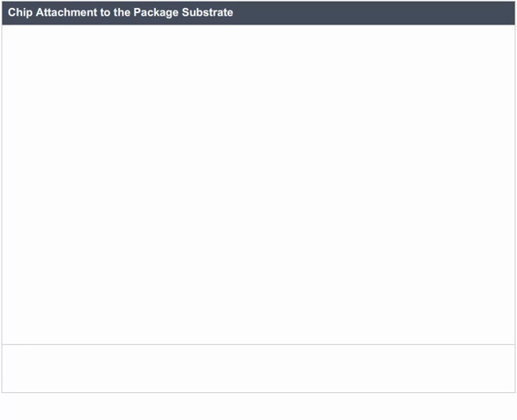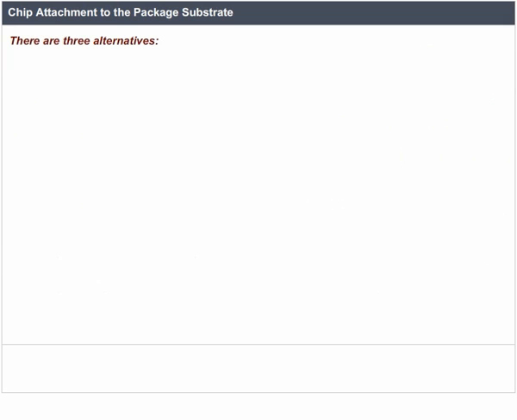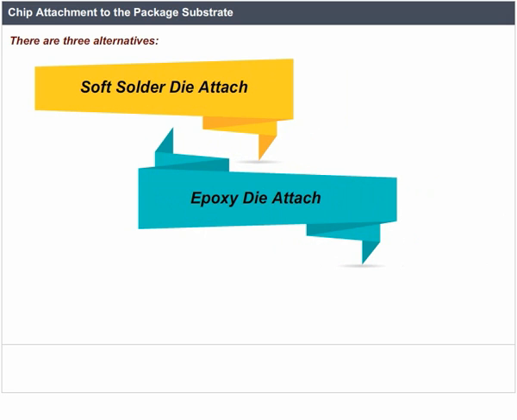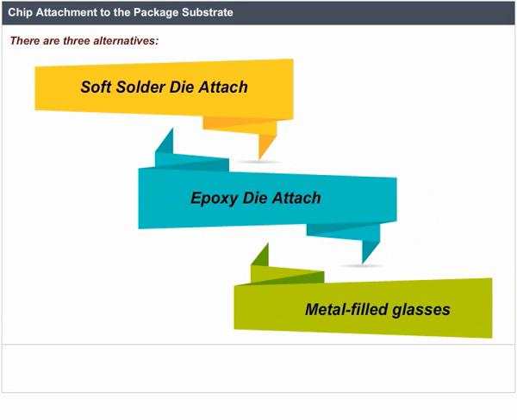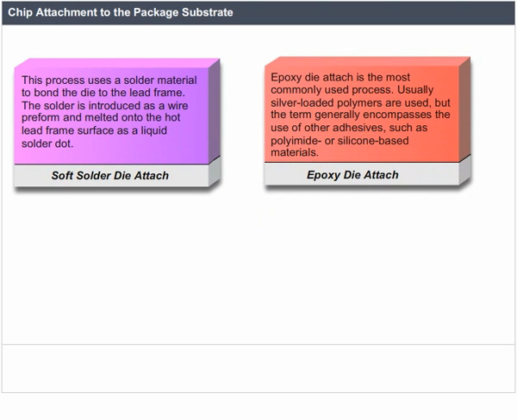Chip attachment to the package substrate. The die attachment compound should provide electrical grounding and thermal dissipation. There are three alternatives: soft solder die attach, epoxy die attach, and metal-filled glasses. Soft solder die attach. This process uses a solder material to bond the die to the lead frame. The solder is introduced as a wire preform and melted onto the hot lead frame surface as a liquid solder dot.